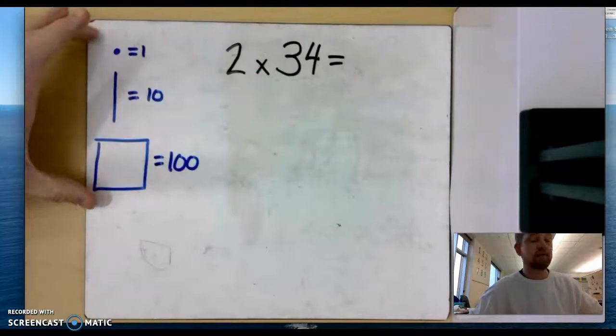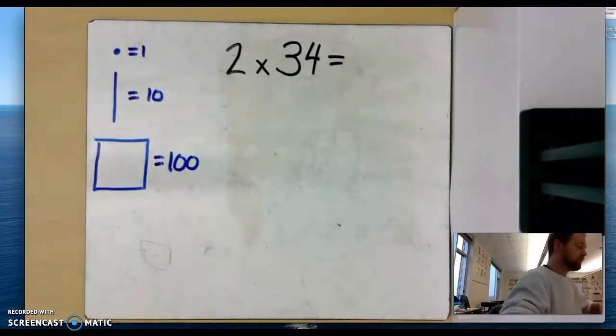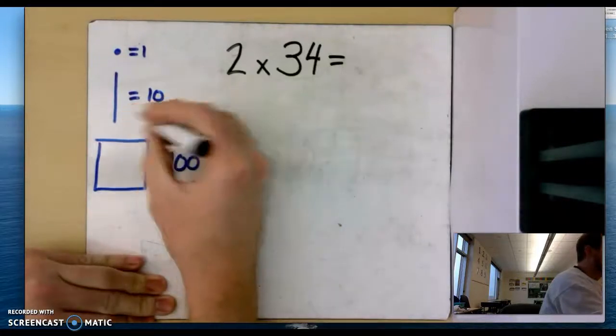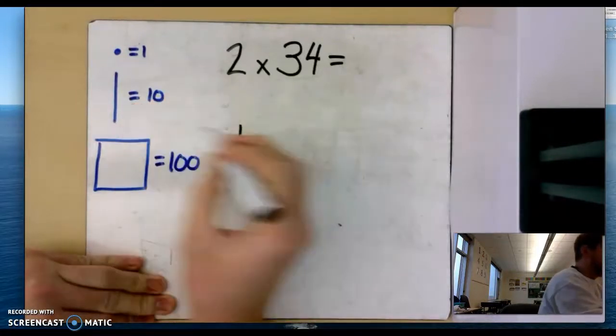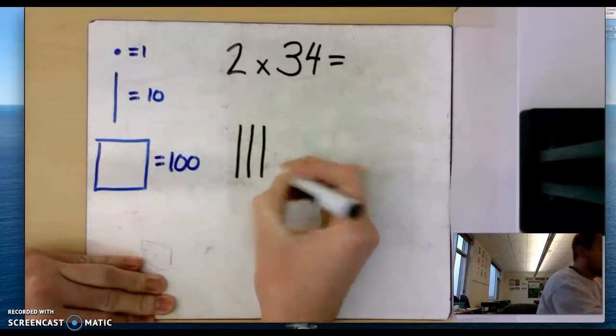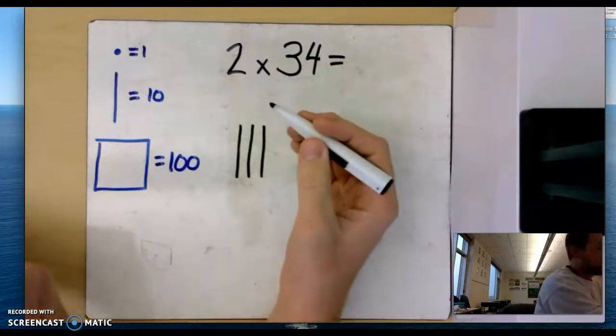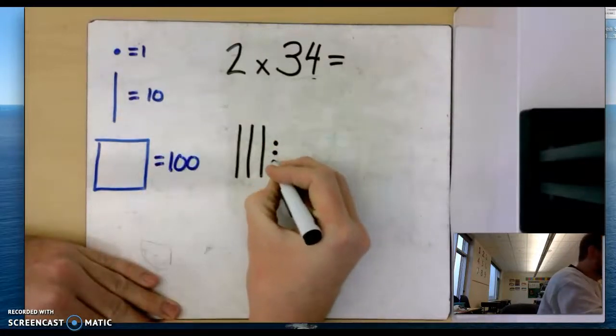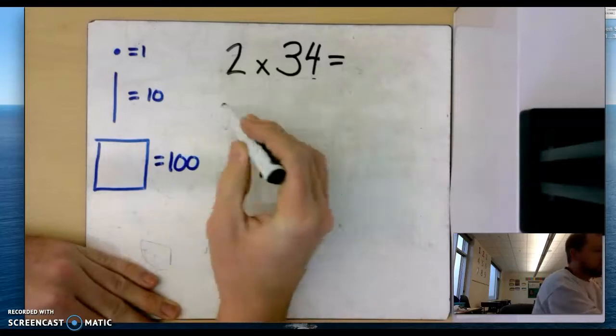So using my base 10 blocks, I'm going to go ahead and draw that now. With my base 10 blocks, I know to draw 34 I need 1 long, that would be 10, 2 longs, that would be 20, 3 longs, that would be 30. Okay, so now my 10s match up. Now I need 4 1s. So I'm going to go 1, 2, 3, 4. And this would get me one group.